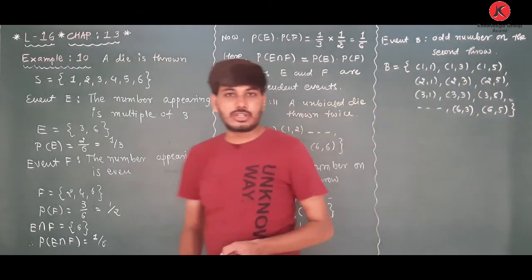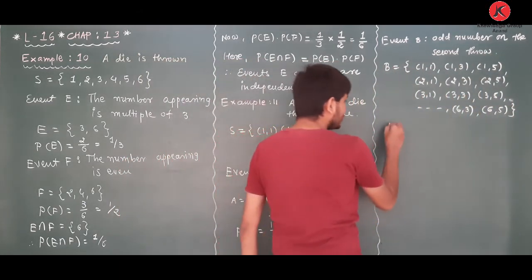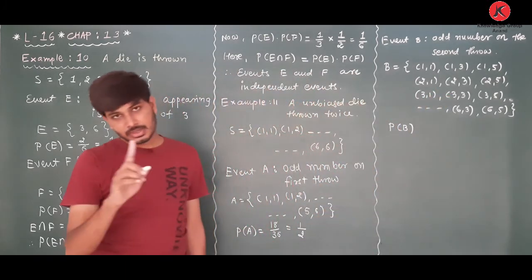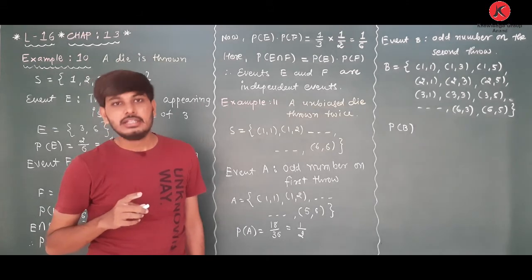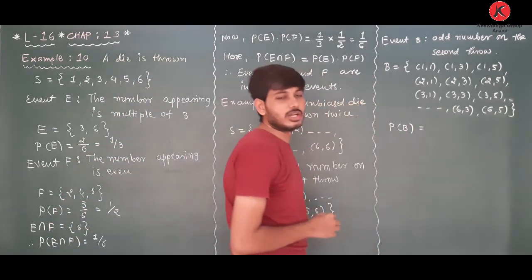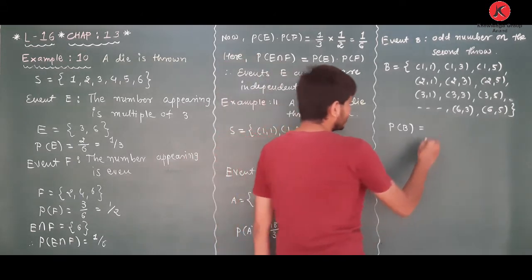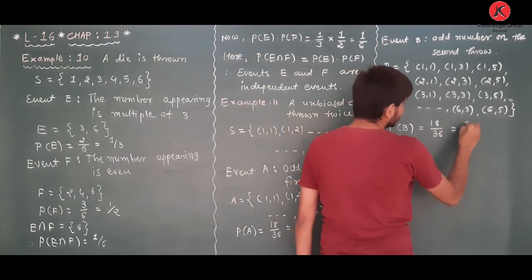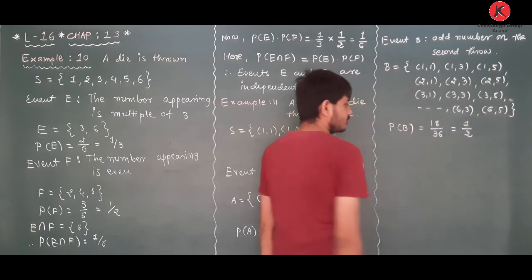Total 18 outcomes are there, and the probability of this event is 18 by 36. We are getting the answer 1 by 2.